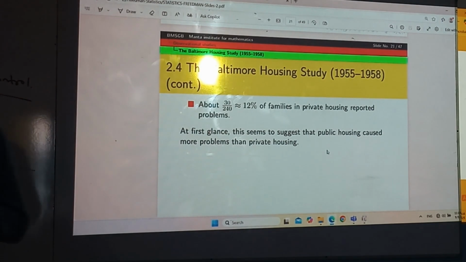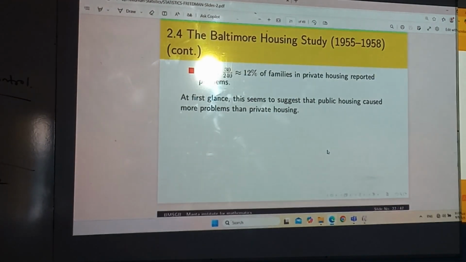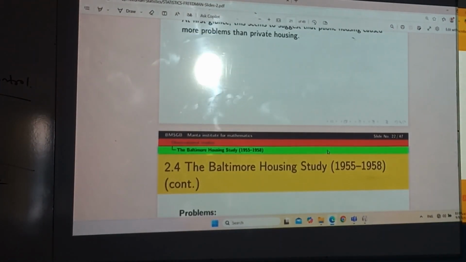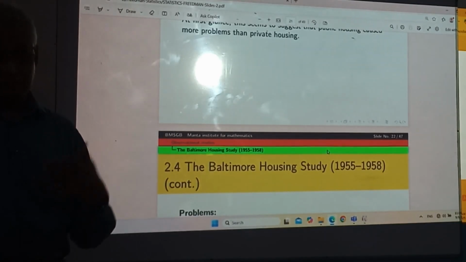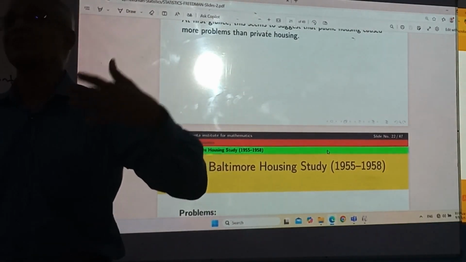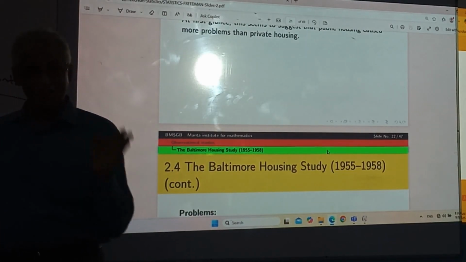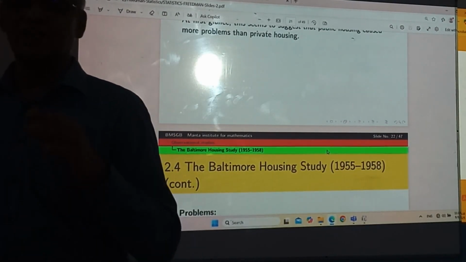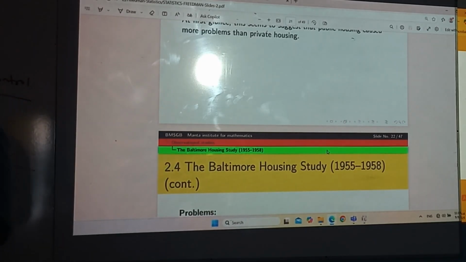There is a confounding variable. Of course, it is really wrong to say causation. If you say, okay, the housing is the cause for the problem, that's going to be completely wrong, right? That will not be at all correct, but still association is also a problem.